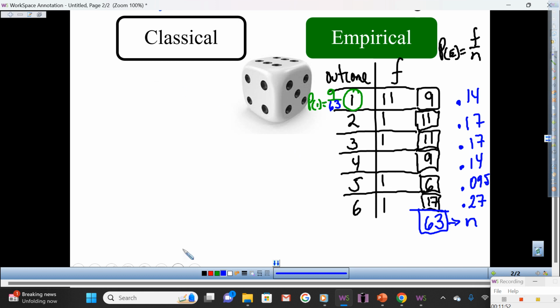Let's go to the left side for classical. Make a table just like we did on the previous one. And you're going to write outcome. And here for the right column, we're going to write probability.